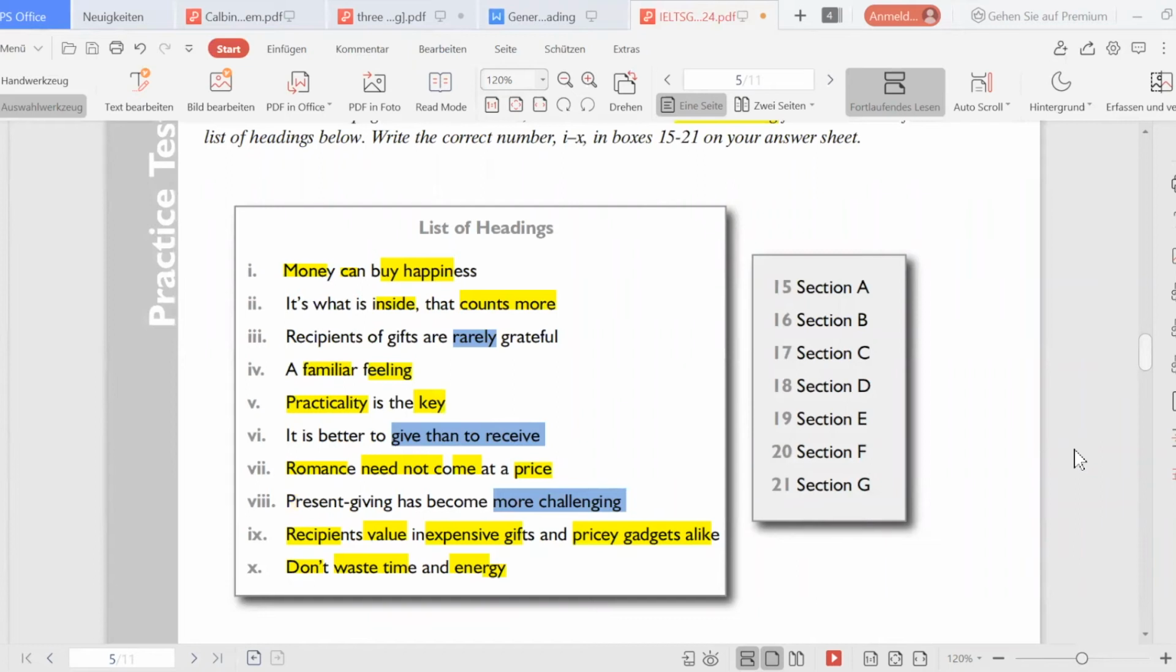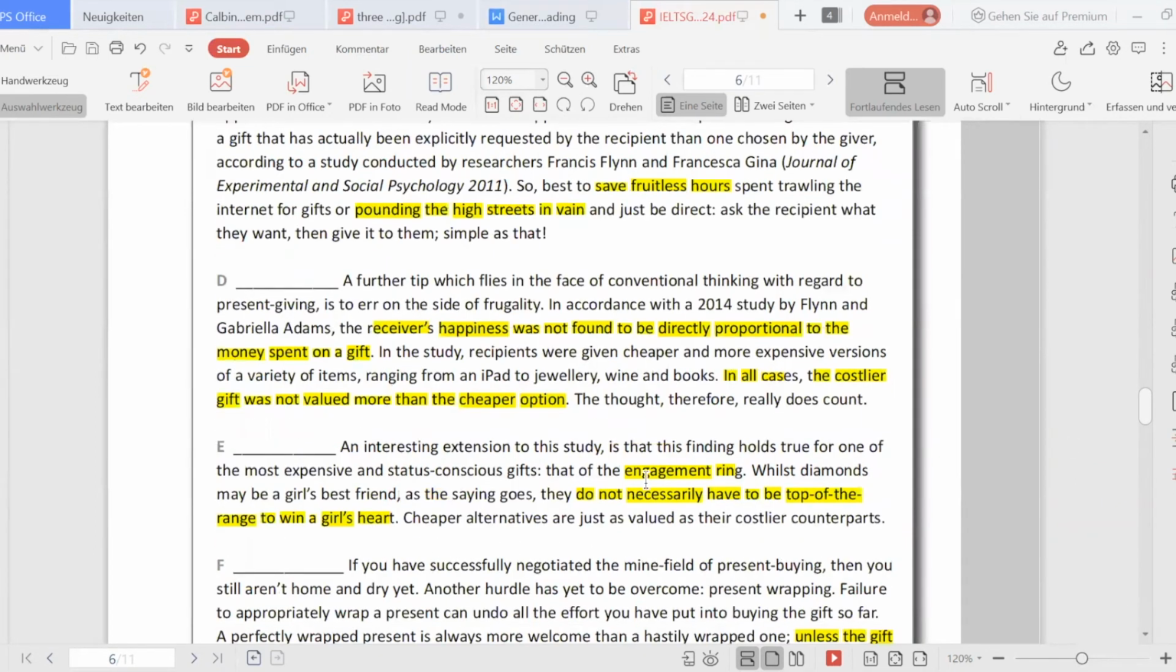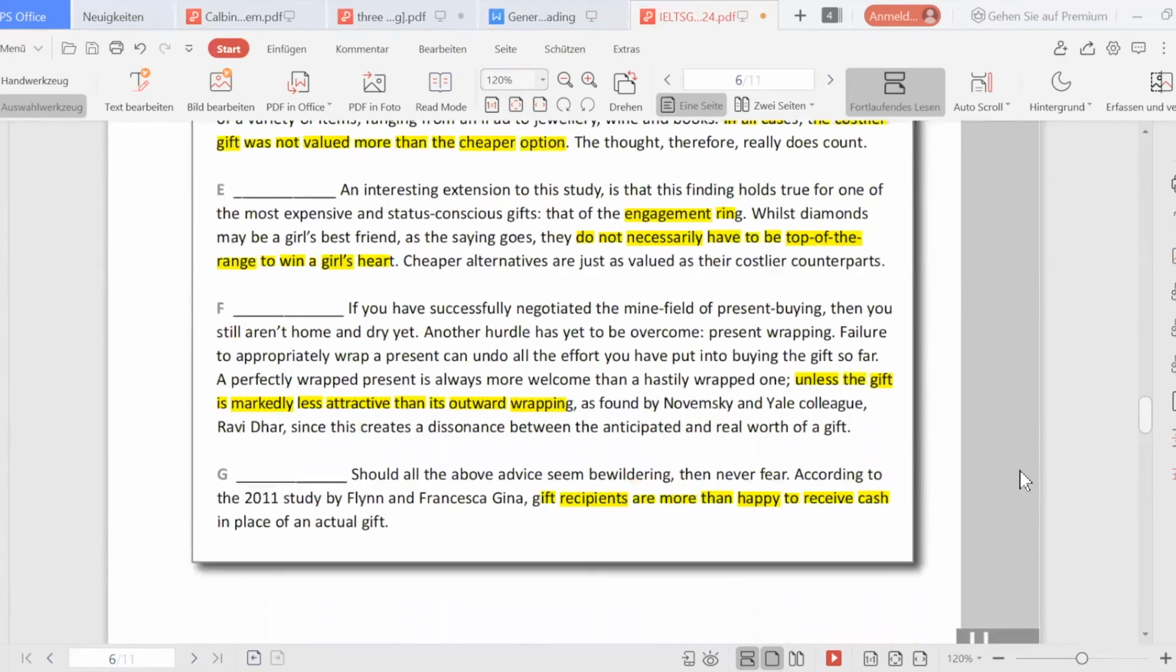And what is the romance here? That is the engagement ring. Win a girl's heart. These two statements say the same thing: engagement ring, winning a girl's heart. It should not be top of the range. High degree adjective. In F, we've got the statement, unless it is markedly less attractive than its outward wrapping.